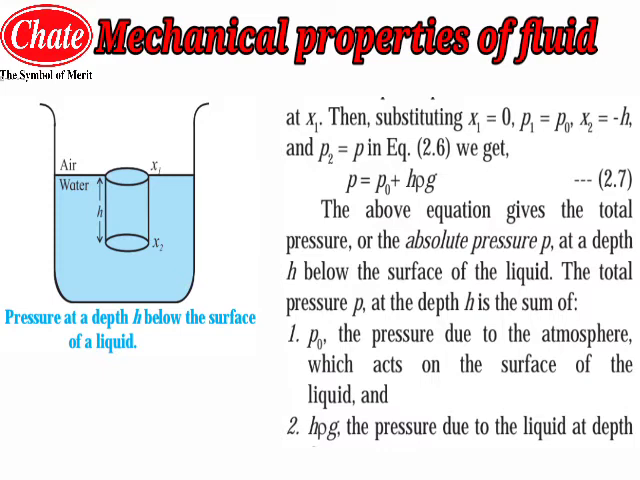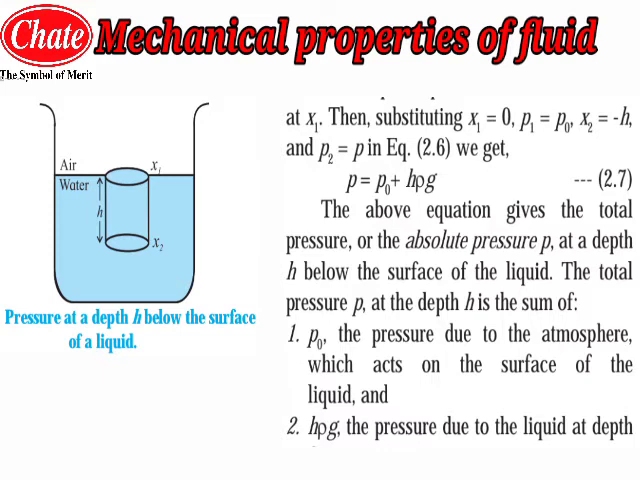So students, x1 is equal to 0, P1 will be equal to P0, that is the initial pressure, and x2, which is at some depth from the surface of the water, will be minus h. As it is in depth, P2 will be equal to P. Now when we put all these values into the above equation, the equation will become P is equal to P0 plus rho hg. So this will be the derived equation.